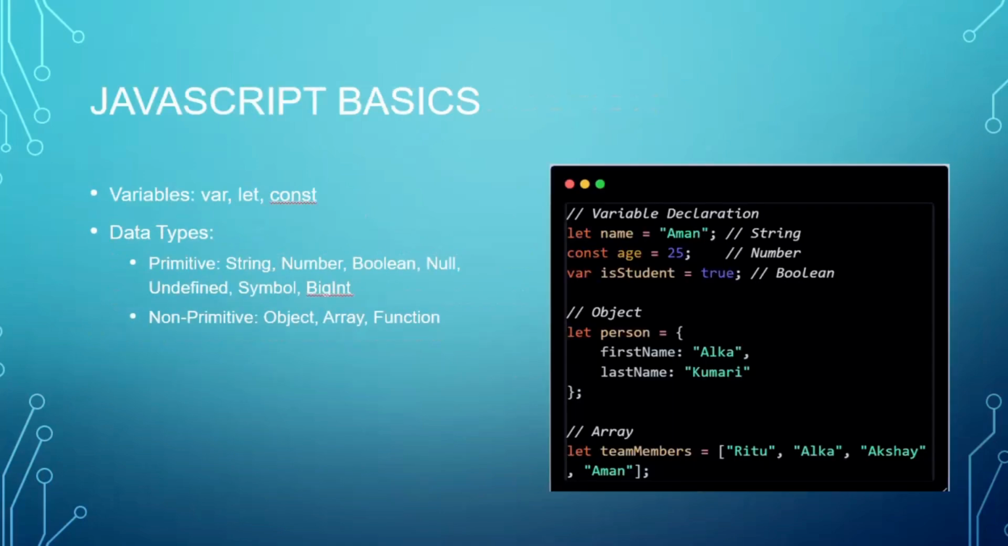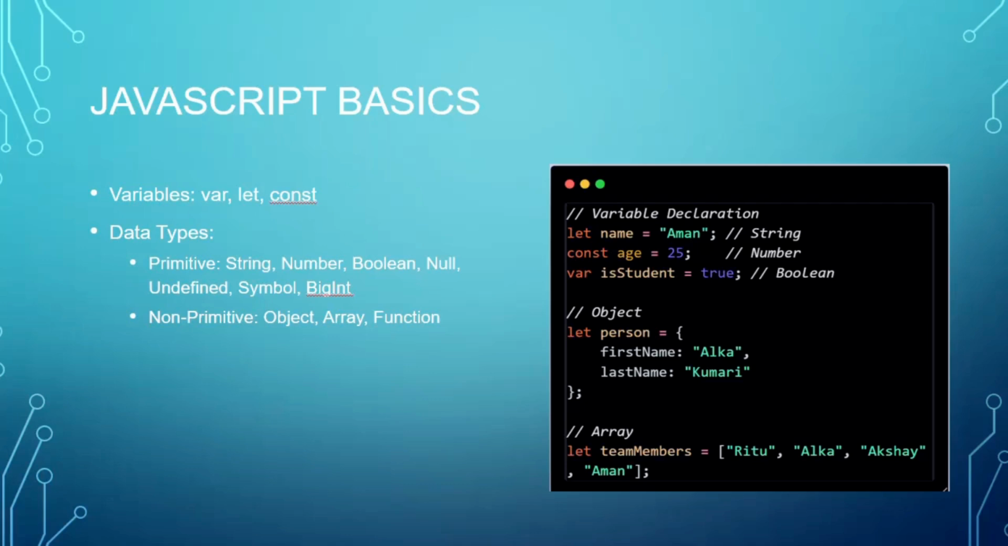Now let's go over some JavaScript basics, starting with variables. JavaScript provides three ways to declare variables: var, let, and const. Var was traditionally used but has function scope, which can cause issues. Let is block scoped and is recommended for variables that change. Const is also block scoped but is used for values that should not be reassigned.